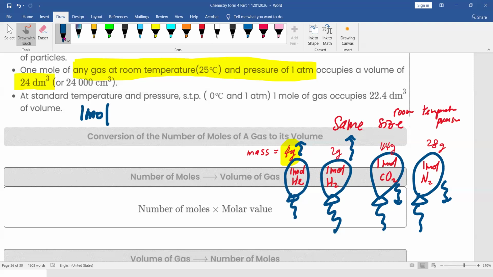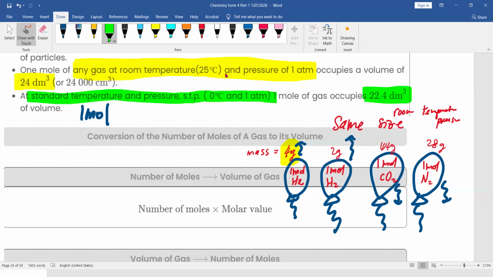Okay, there is another one called standard temperature and pressure, STP. It is 0 degrees Celsius, 1 atmosphere. The balloon will be smaller, 22.4. These two values, no need to memorize. They will give them to you in the exam. We just take RTP first, our room temperature and pressure. 1 mole of any gas is 24 decimeter cube. It doesn't matter whether it's carbon dioxide gas, nitrogen gas, hydrogen gas, whatever gas, it is 24 decimeter cube.